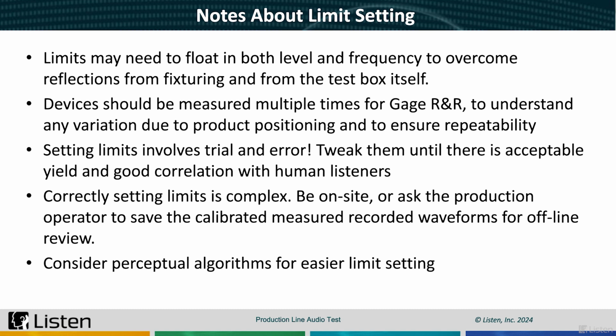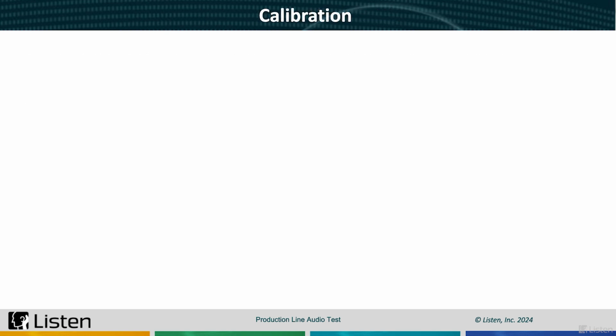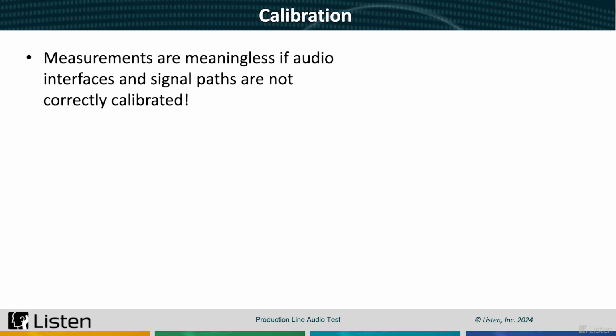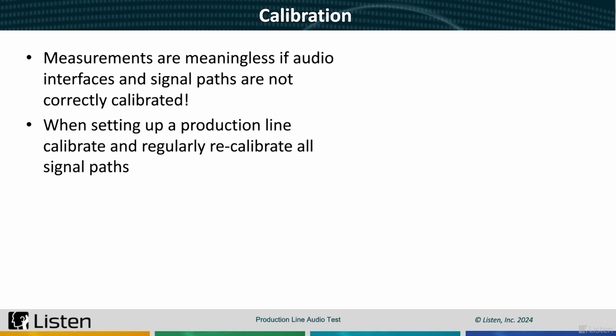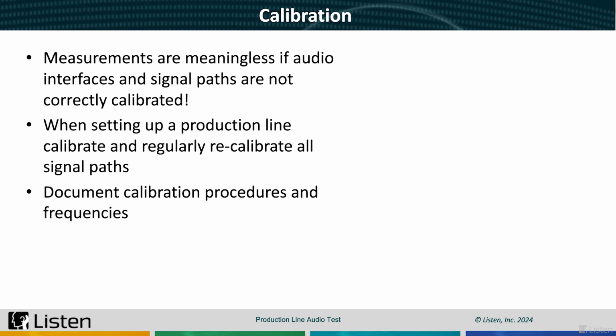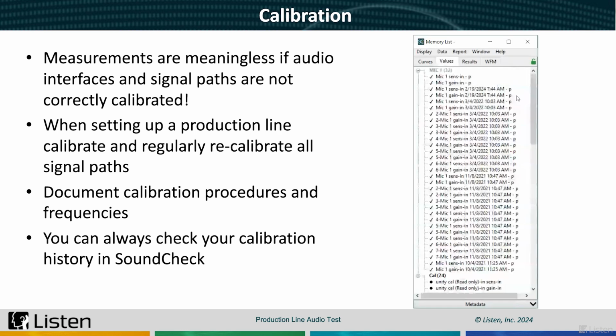Finally, while I'm talking about the test configuration, don't forget the importance of calibration. Any measurement is meaningless if your audio interfaces and signal paths are not correctly calibrated. You can't leave anything to chance here. When you're setting up a production line, it's critical to calibrate and regularly recalibrate all signal paths. Of course, calibration procedures and frequencies should be fully documented, and just in case you didn't know this, you can always check your calibration history in SoundCheck.